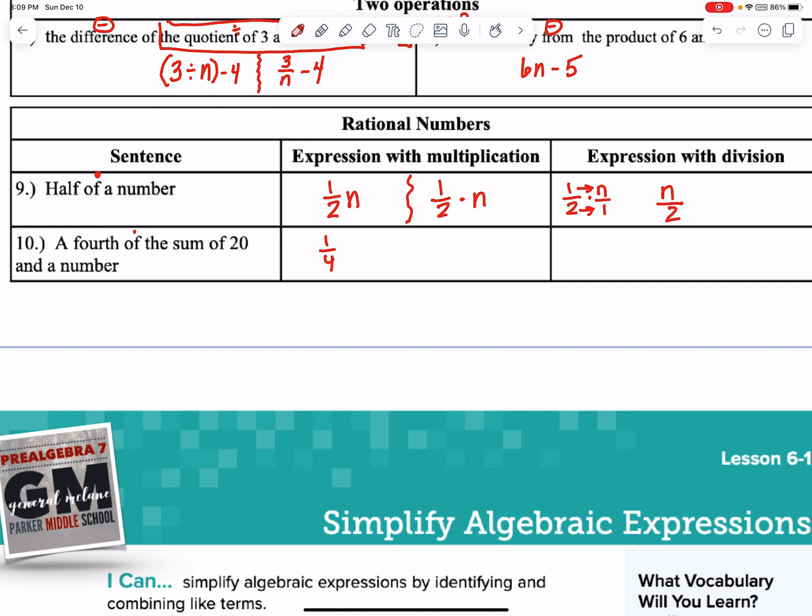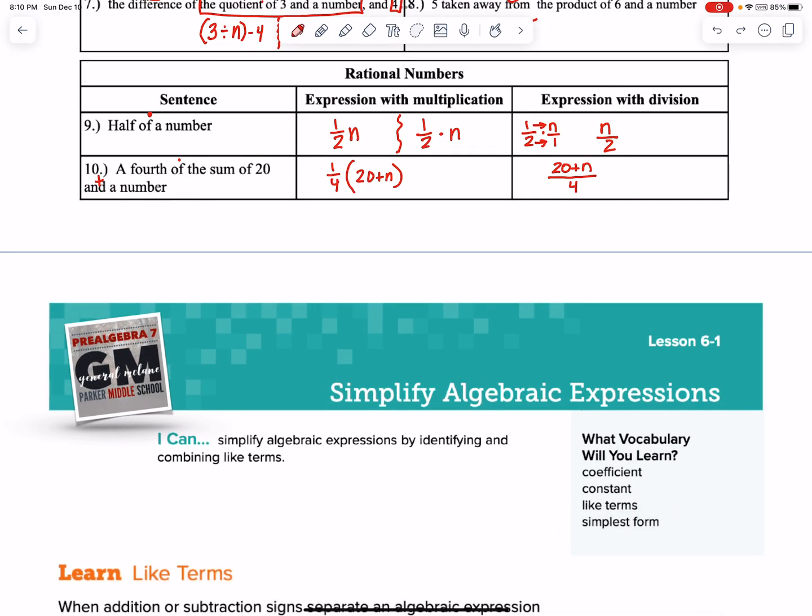sum of 20 and a number. The sum means add, so 1/4 of, which means times, 20 plus n. Okay, what would that be as division? Well, remember, 1/4 times is the same thing as just divided by 4. And so we could have, because this would be over 1, right? Same thing as the other example. So we could go ahead and just write 20 plus n over 4, or divided by 4. Okay, and I don't need parentheses in the top because numerators are invisible parentheses. All right, so that's just a little review there.